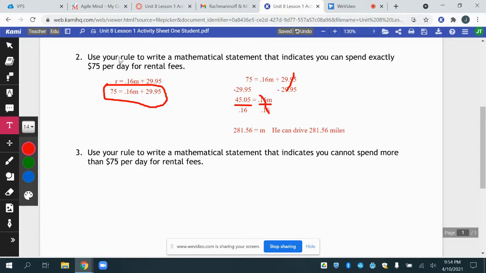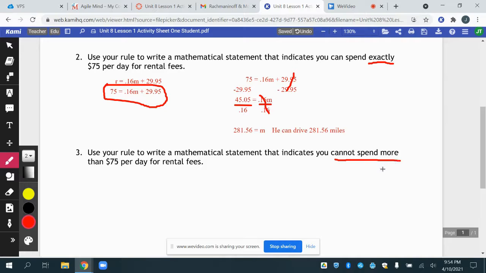The only difference, look, it says use a rule to write a mathematical statement that indicates you can spend exactly $75 per day in rentals. This one says cannot spend more than. That's different, because this one we're saying this is how many miles he's going to drive, but really the implication is in real life we're not saying you need to drive this many miles. We're just saying you can't drive more than that. So if he went 200 miles, good for him. He just didn't spend all of his $75, right? Because he didn't drive far enough to spend it all. And that's really what's going on.